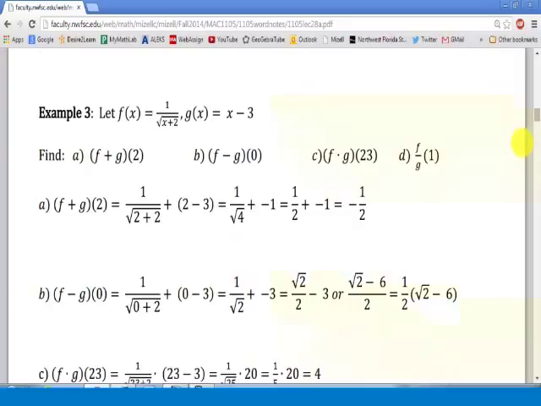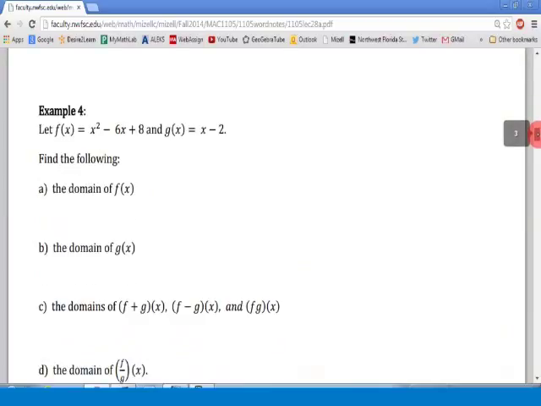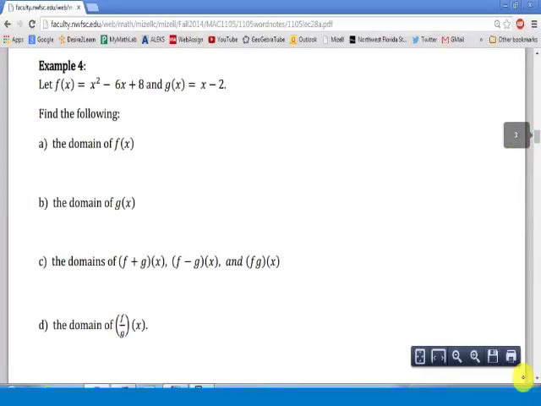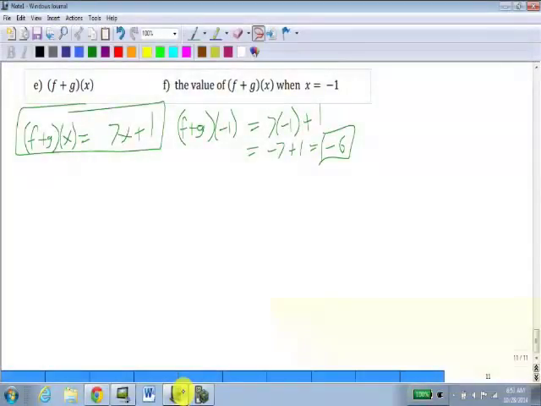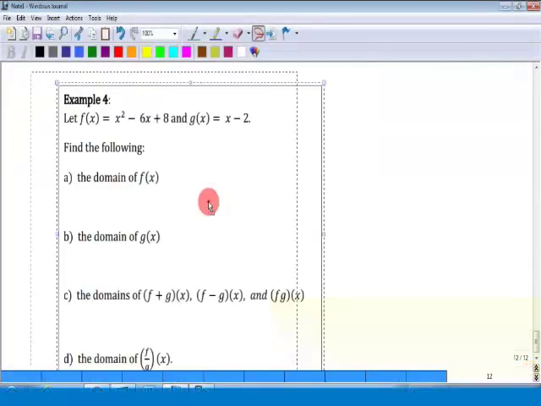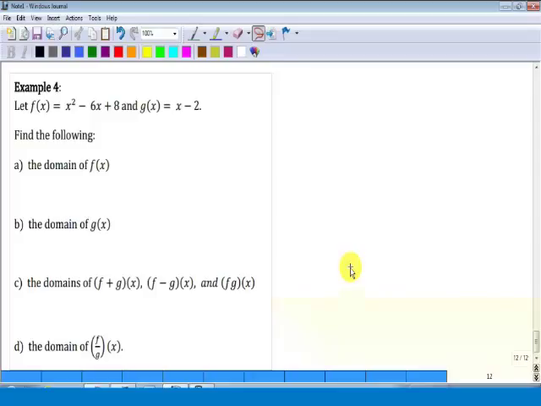Goodness. Let's see if I've got an example here that specifically asks for domains and ranges. Let's look at example 4. Let f of x equal x squared minus 6x plus 8. Let g of x equal x minus 2.